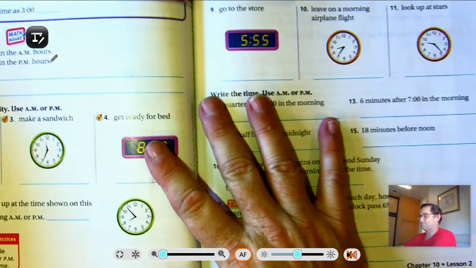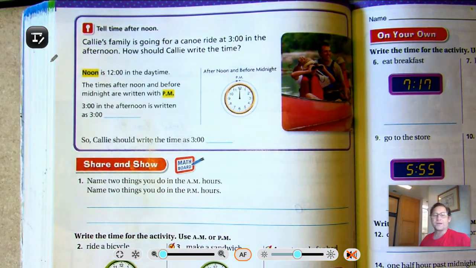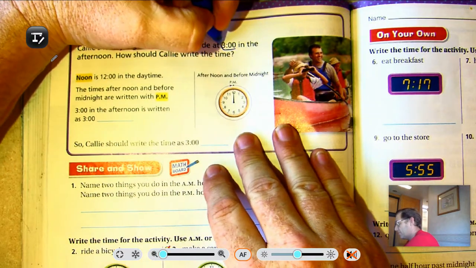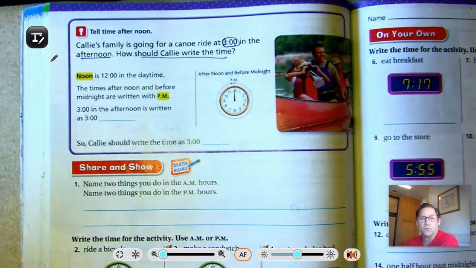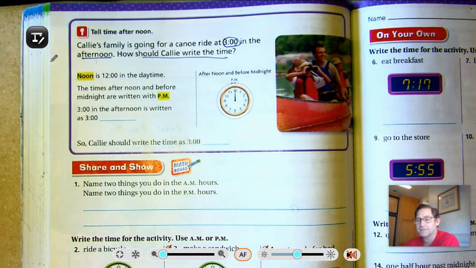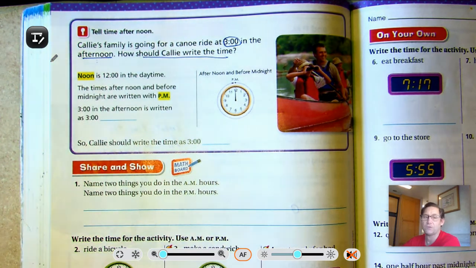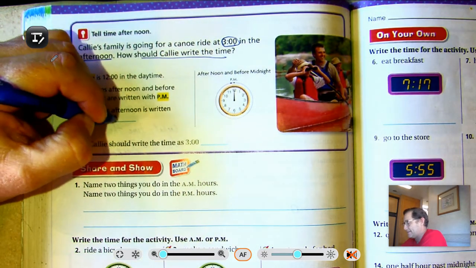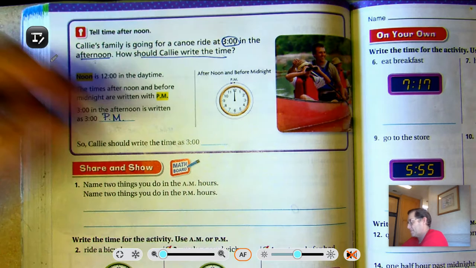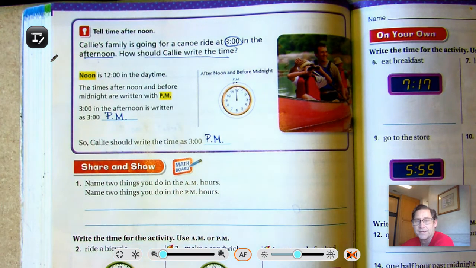All right, 412. Callie's family is going for a canoe ride at 3 o'clock in the afternoon. How should Callie write the time? So remember, noon is 12 o'clock in the daytime. The times after noon and before midnight are written with PM. So post meridiem, afternoon. So 3 o'clock in the afternoon would be written as 3 p.m. So that's how she should write her time, 3 p.m.